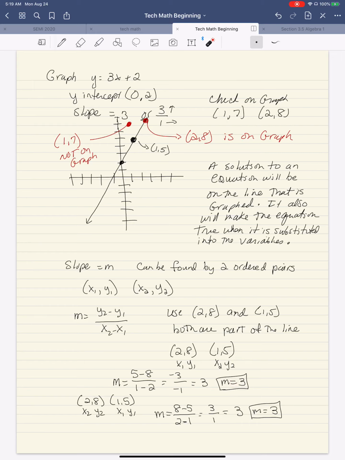Let's say I ordered the pairs differently. Instead of calling the first one x1, y1, I call it x2, y2, and I call the second one x1, y1. So here it is, x2, y2, x1, y1. I'm still using the same formula, y2 minus y1, so I just have to make sure I grab the right ones. So y2 is 8 minus 5, x2 is 2, 2 minus 1. 8 minus 5 is 3, 2 minus 1 is 1, so 3 over 1 is 3. Notice how I get the same exact thing. So it does not matter how I order these pairs, I get the right slope.